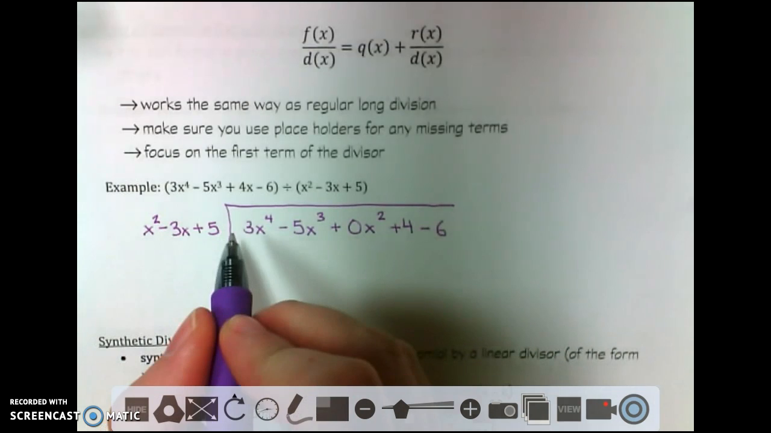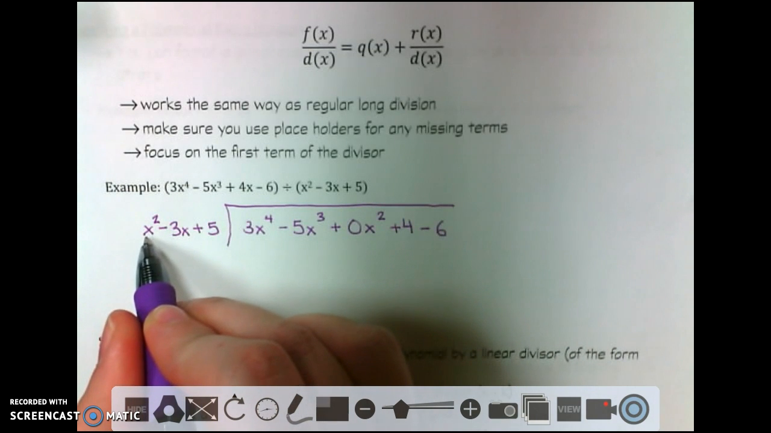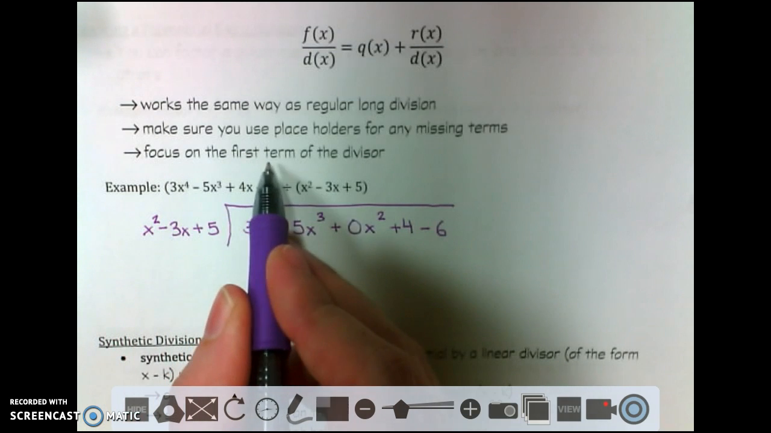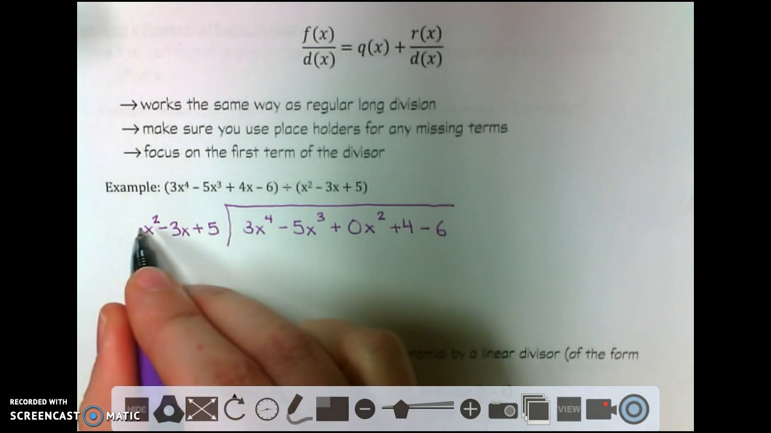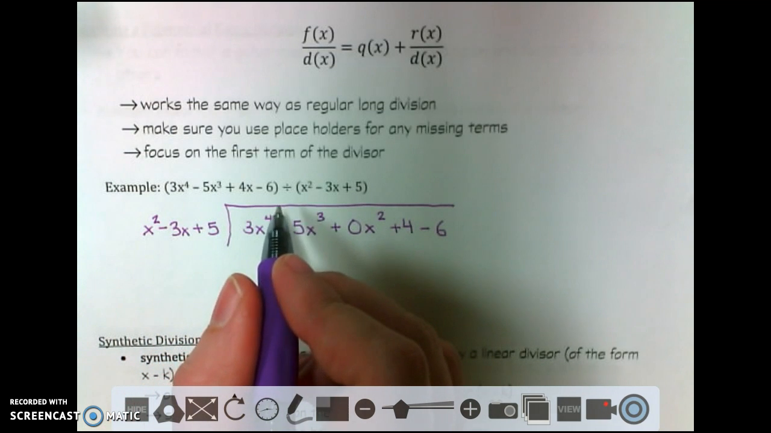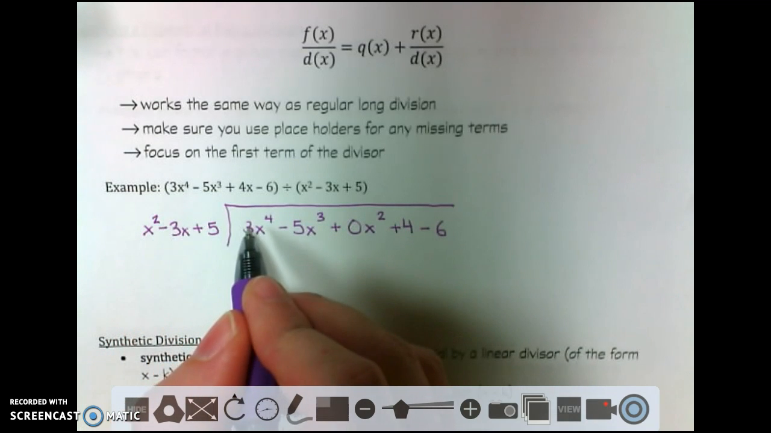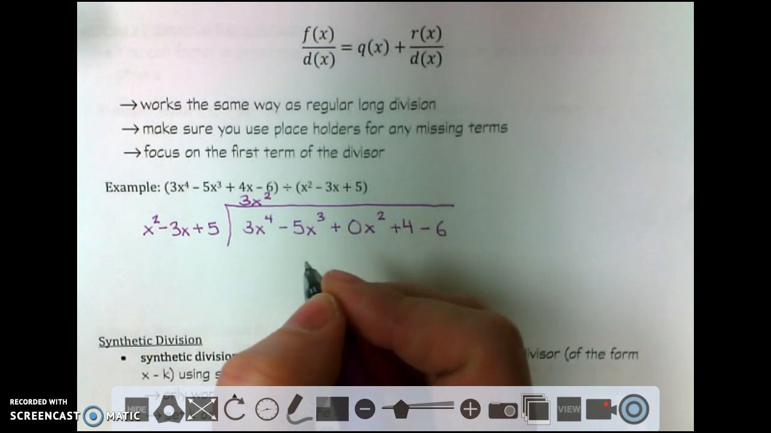Now I'm going to focus on the first term here of my dividend and the first term of my divisor. Remember, when I'm asking these questions, I focus on the first term of the divisor. How many times does x squared go into 3x to the fourth? Or what could I multiply x squared by to get this term? The answer there is 3x squared.